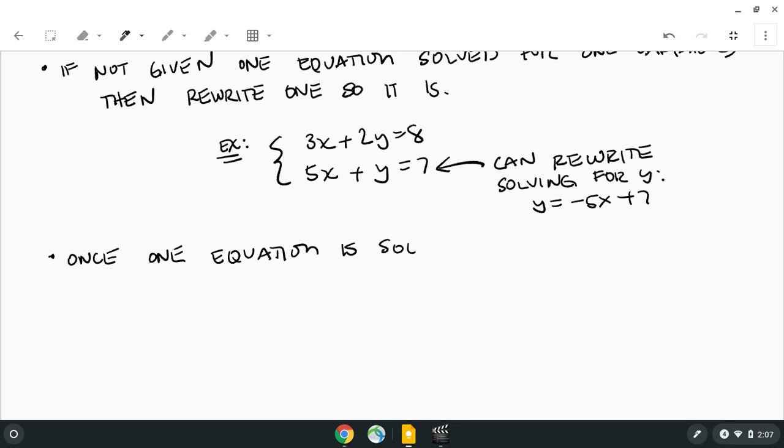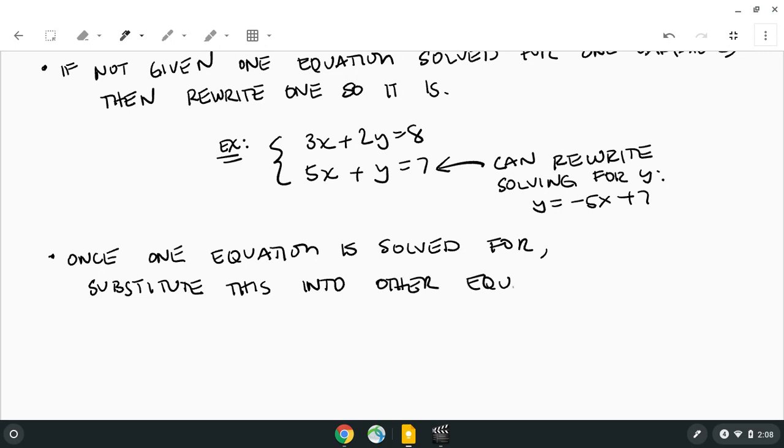So once one equation is solved for, then you can substitute this into the other equation. Okay. And we are about to do an example. So if you're confused about what this means, you'll see it in a second.